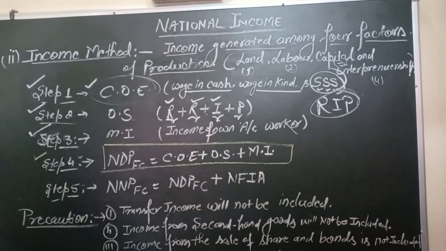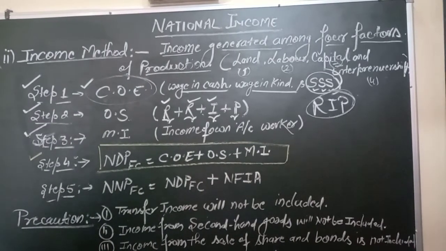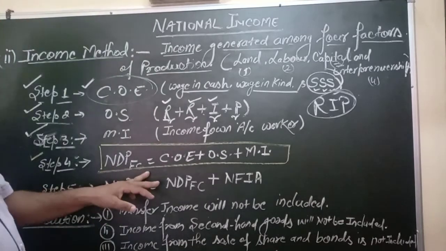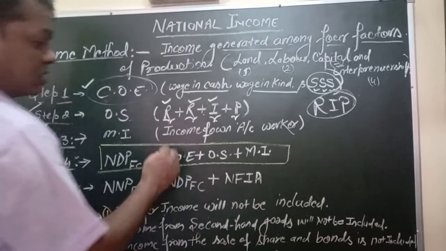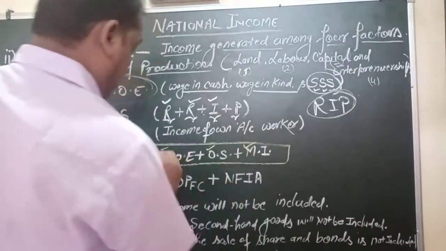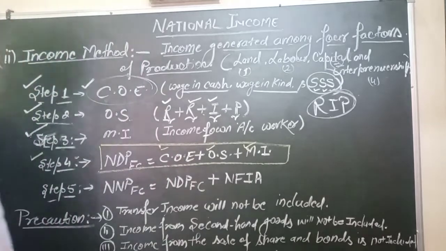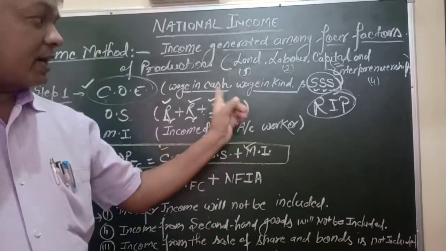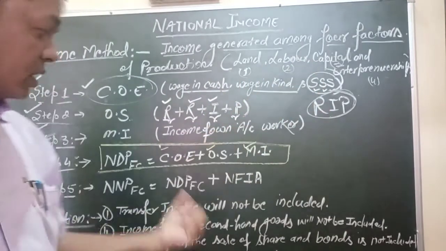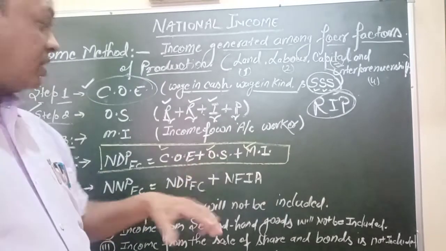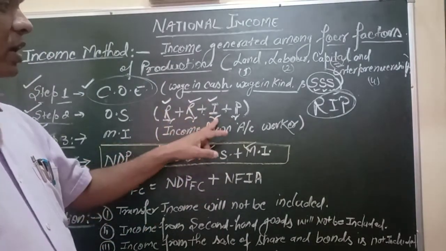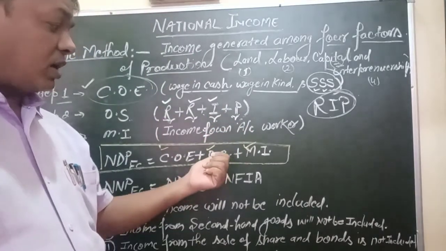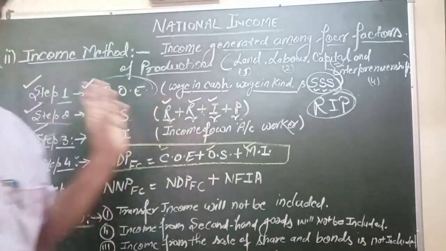Okay, so what will happen? For finding the NDP, we will first find the NDP at FC, and then we can find the COE, OS and the MI. This one will be given. COE अगर नहीं दिया है तो we have to find out कि wages in cash, wages in kind and the triple S, तीनों को जोड़ देंगे तो COE मिल जाएगा. अगर OS नहीं दिया है तो दिया होगा rent, royalty, interest and profit, that we have to find out, and then we have to find out the OS. MI will be given. Okay, so this is the thing.